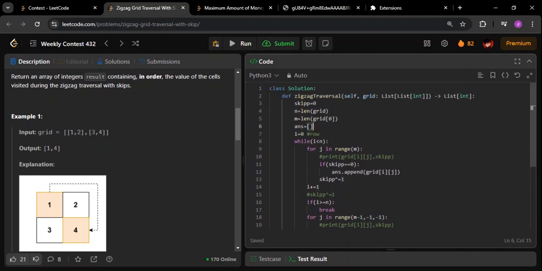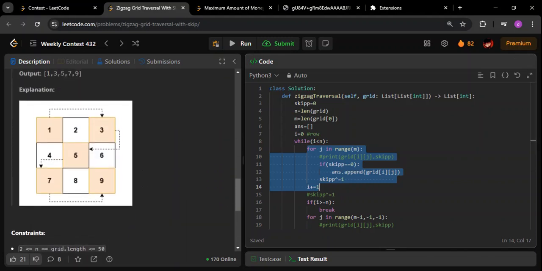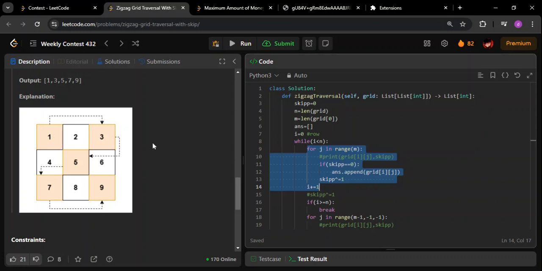Okay, that's it. So this first thing: I am going to traverse from left to right. Let me keep the diagram side by side so that you can understand very keenly. See, in the first row, I have to go from left to right. As you can see, J is starting from 0 to M minus 1. As simple as that, 0 to M minus 1, right?